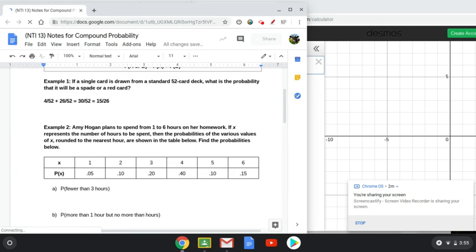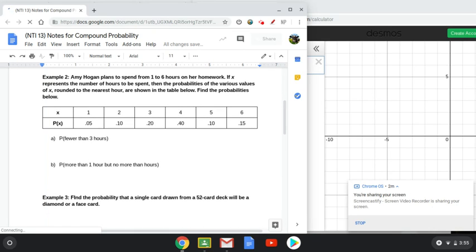Hey, let's say I look at example 2. Example 2 says this. There's a lady here, Amy Hogan. She plans to spend from 1 to 6 hours on her homework. Maybe she's in grad school like me. So X is going to represent the number of hours that she could possibly spend this week on homework. P of X here tells you the probability that she spends that number of hours. So there's a 5% chance that she only spends 1 hour on homework this week. There's a 10% chance that she only spends 2 hours on homework this week. Okay, and it goes on down the line.